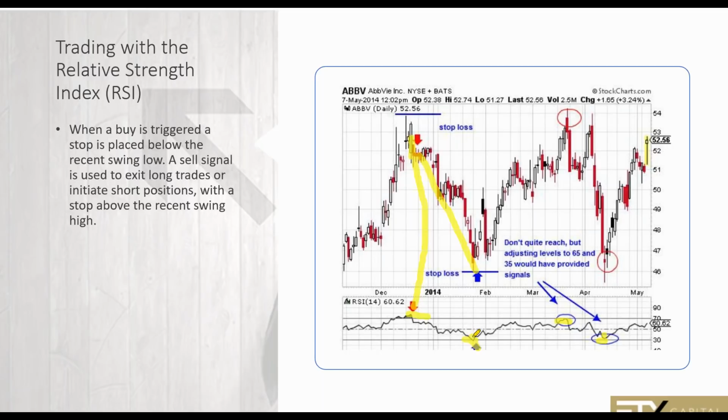We would have exited the market at this point when it touched that 30 line but wasn't able to break through. Bounce back up, and bounce down. So we can use RSI to help us exit the market or set our stop losses also.